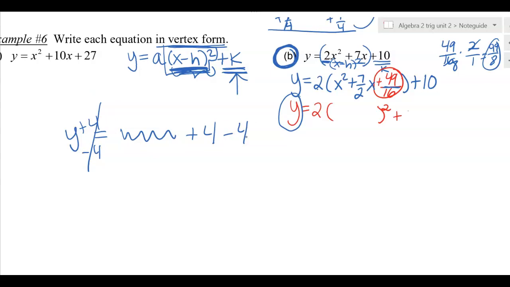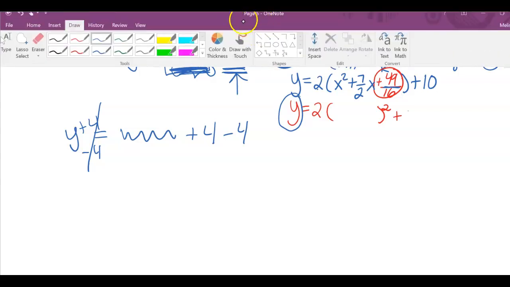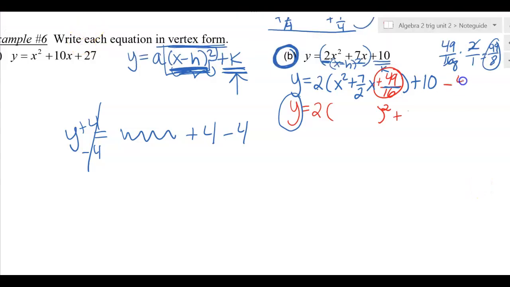Or you can say, I added 49 over 8 to the right side, so I'm also going to subtract 49 over 8 from the right side. I've literally put 0 on the right side now. Does that make sense to everybody? I added an amount and I subtracted the same amount, so I've technically added nothing to the equation, but my pencil wrote down lots of stuff. Is that okay? All right.